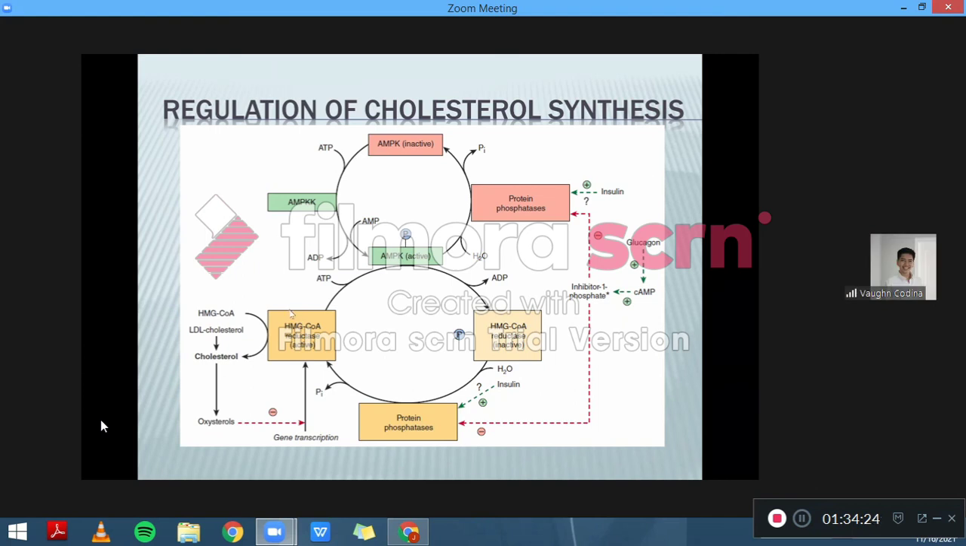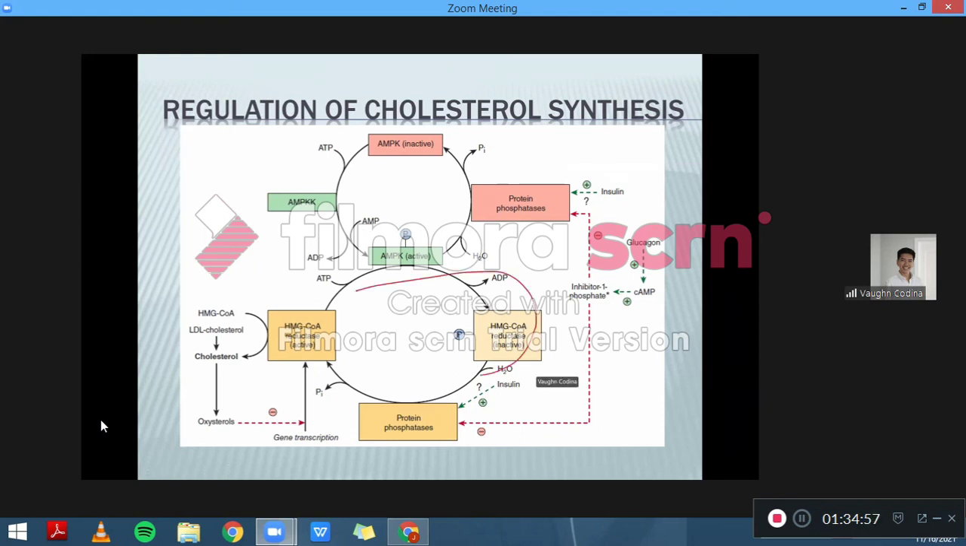Very simply, there are two mechanisms in the regulation of cholesterol synthesis. First is the modulation of the synthesis of the enzyme itself. Second is post-translational modification, which involves the phosphorylation of the enzyme. So when it is phosphorylated, as you can see here, its activity is reduced.